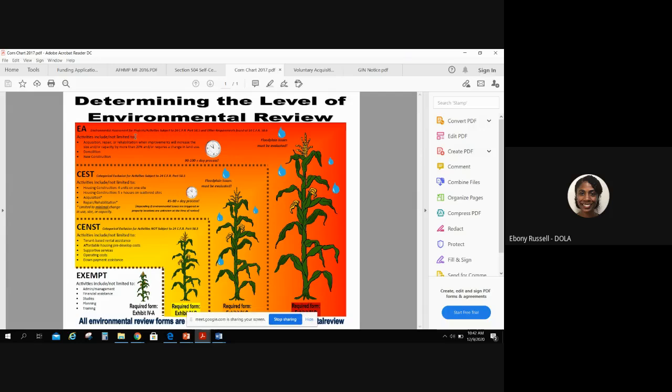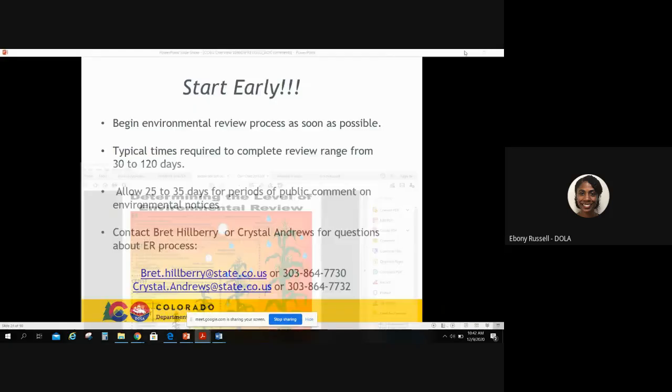The highest level review would be your environmental assessment. These are for projects like new construction, which we don't fund, but for acquisition and rehabilitation, we do fund those projects, and they do require this level of review. That process takes about 90 to 100 days. And so moving on from there.